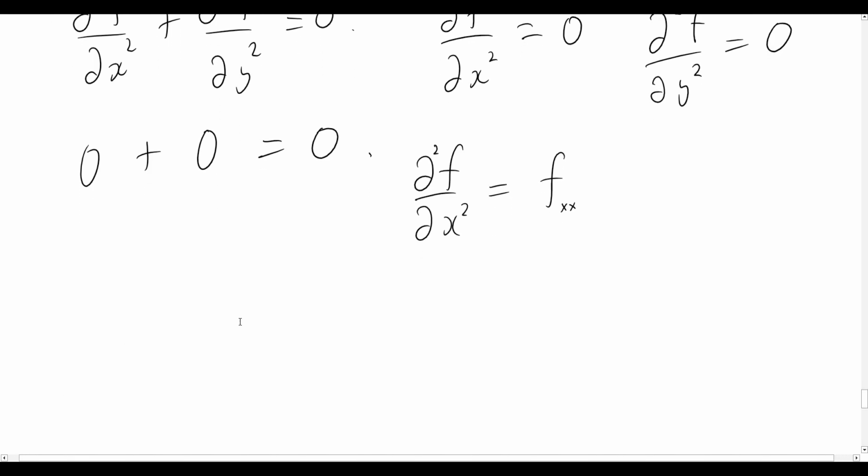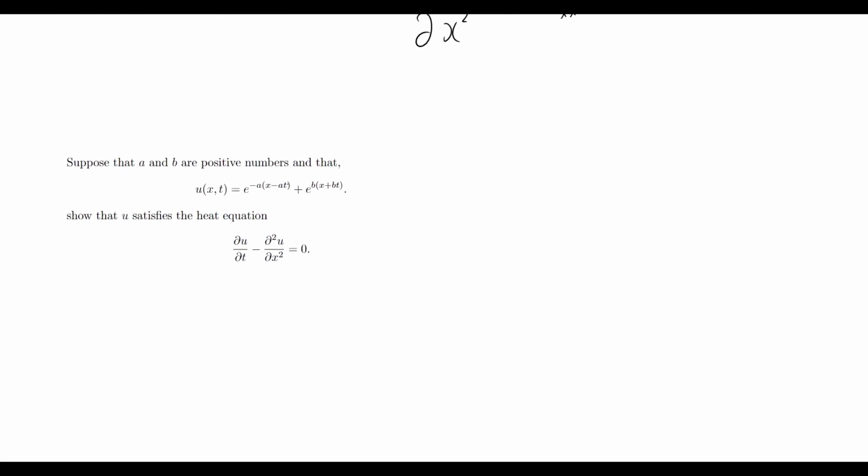Okay, and so now what I'd like to do is give you a question. Suppose that a and b are positive numbers and that we have this function u of x and t, so clearly x and t are our independent variables, and that's equal to e to the minus a outside of x minus at plus e to the b outside of x plus bt. What this question is asking us to do now is show that u satisfies the heat equation. So I think I might leave that as a fun little exercise for you to go through that I'll quickly start off next week's video with.